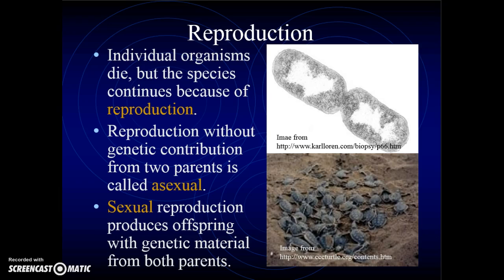Individual organisms die, but species continue because of the process of reproduction. Some organisms can reproduce without a genetic contribution from two parents. This type of reproduction is called asexual. Other organisms rely on sexual reproduction, which produces offspring through a combination of genetic material from two parents.